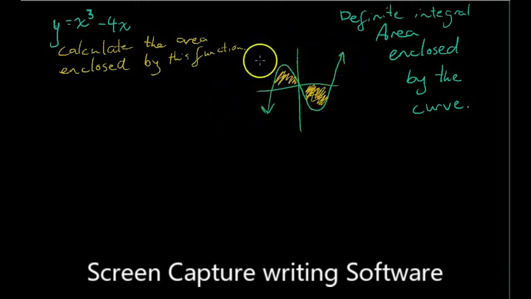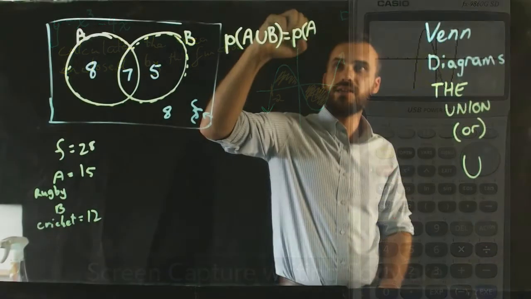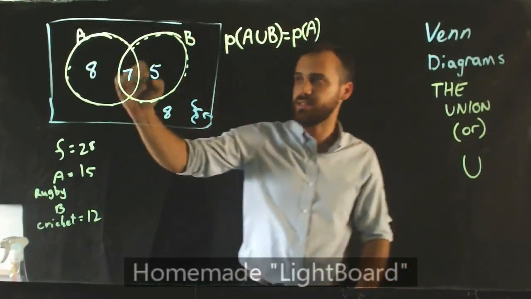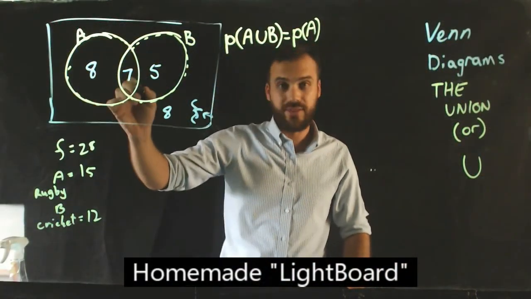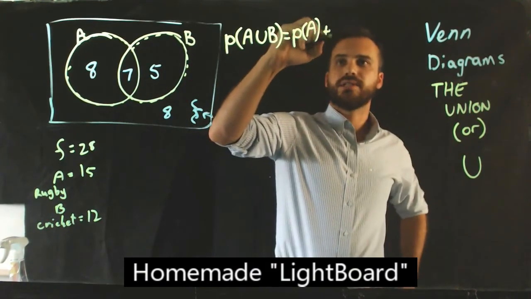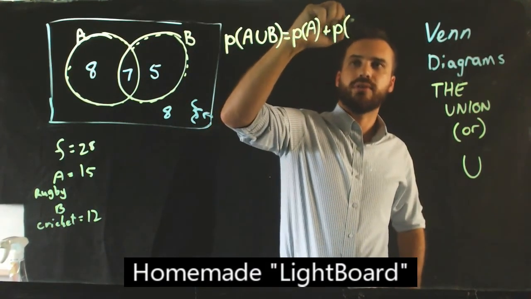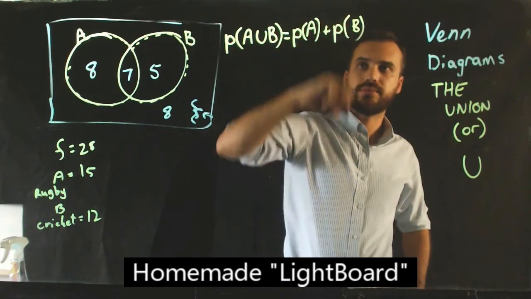Now, there's a bit of an issue here because if you were to find the definite integral between this point, which is -2, and you can use your calculator to find that. Now, the probability of A is this big circle here, the 8 and the 7, plus the probability of B.